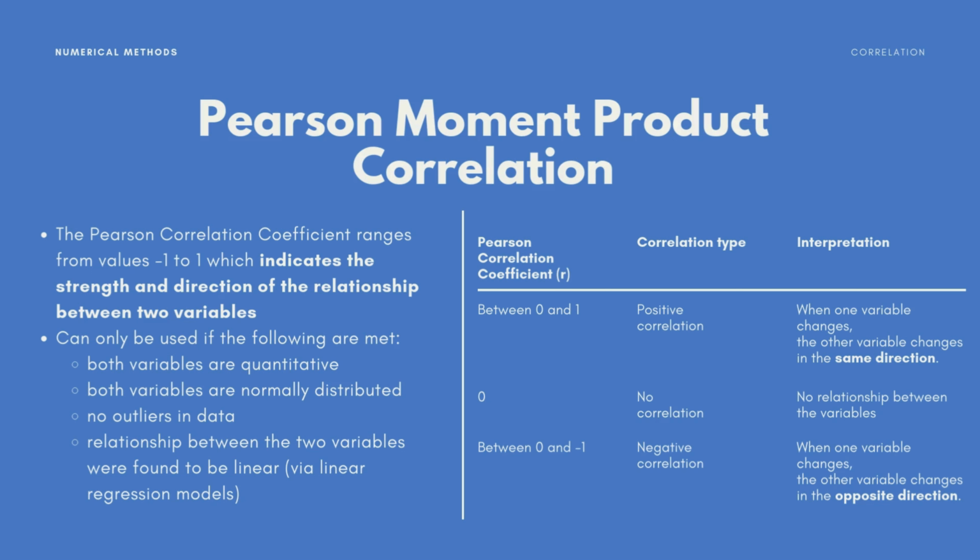Before using Pearson's r, we must ensure that both variables we are trying to compare are quantitative, the data is normally distributed, there are no significant outliers, and the relationship is linear, which can be checked using a scatter plot or regression line if you want.